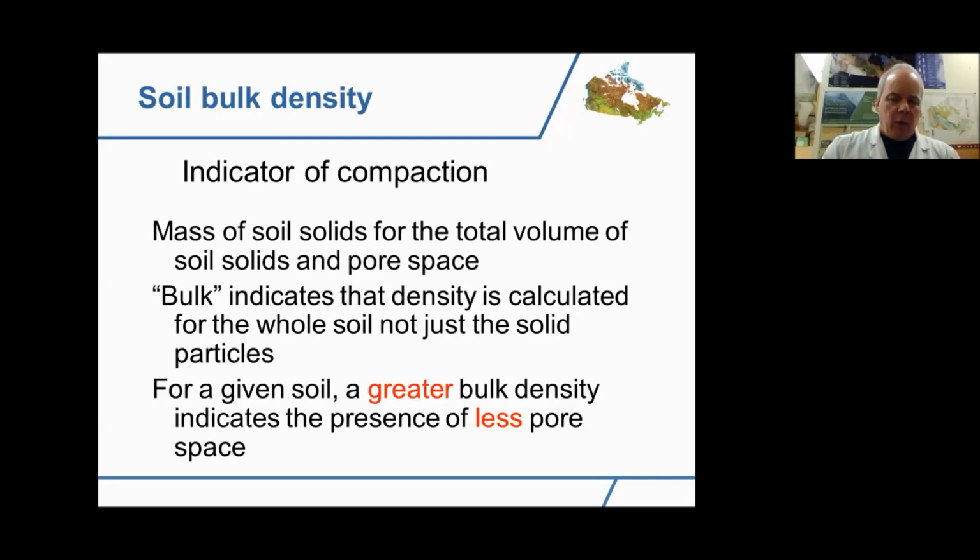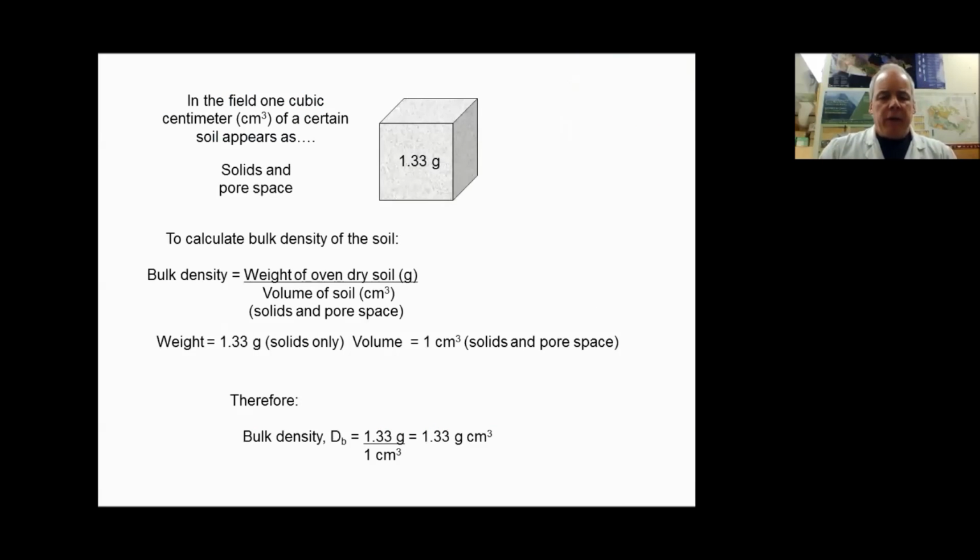And so it makes sense then that for a given soil, the greater the bulk density indicates the presence of less pore space. So greater compaction, greater bulk density, less pore space in a particular soil. So here's a diagram to help you think through this idea of bulk density.